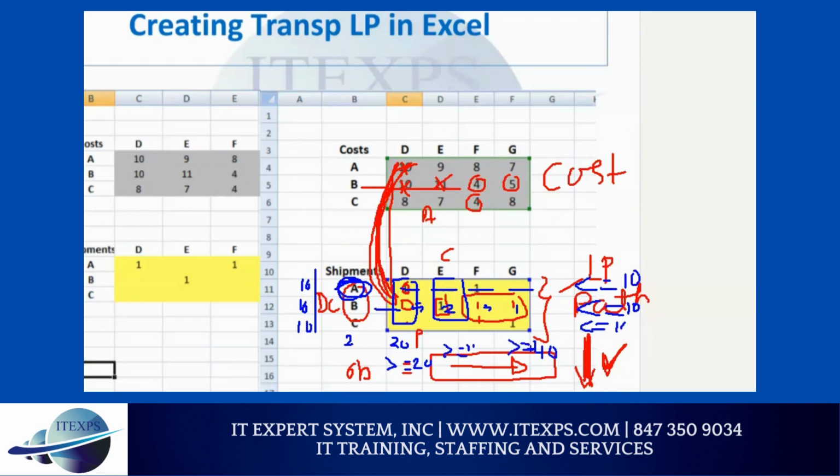So far, so good. One is called the capacity constraint and one is the demand constraint. The demand constraint comes from the customer. The capacity constraint comes from the factory. Any question here?